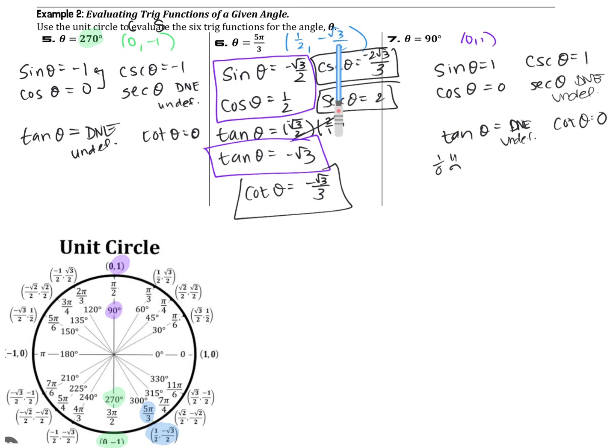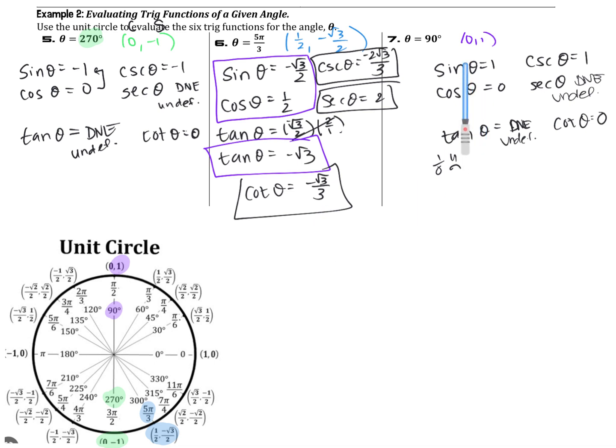On number 6, the y-coordinate is going to be your sine. We're going to reciprocate that and rationalize. The x-coordinate is going to be cosine, which means that secant is going to be 2. Tangent is going to be -√3 over 2 divided by 1/2. So flip and multiply, that's going to give you -√3. Cotangent is going to be the reciprocal of that, which you need to rationalize. So that'll be -√3 over 3.